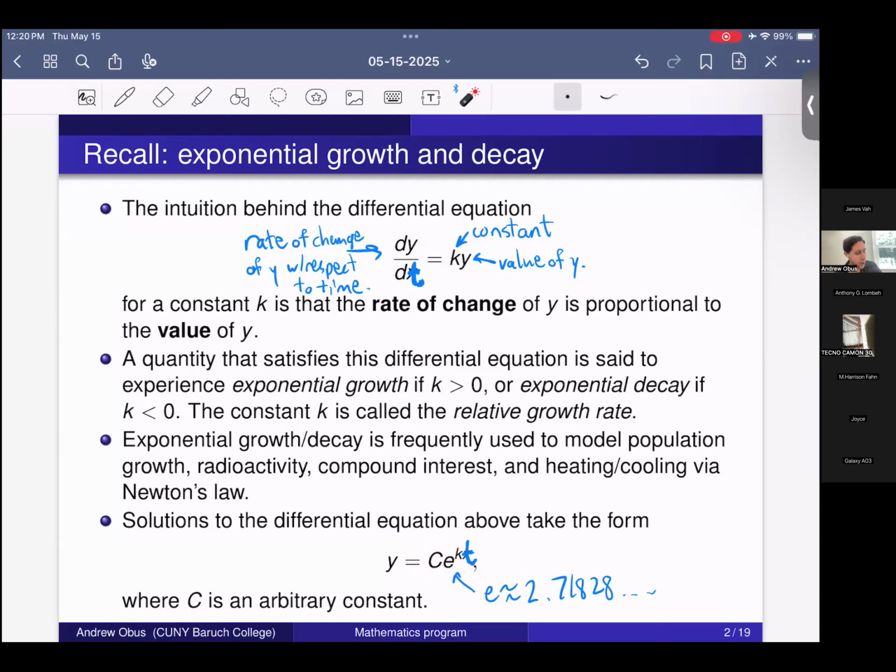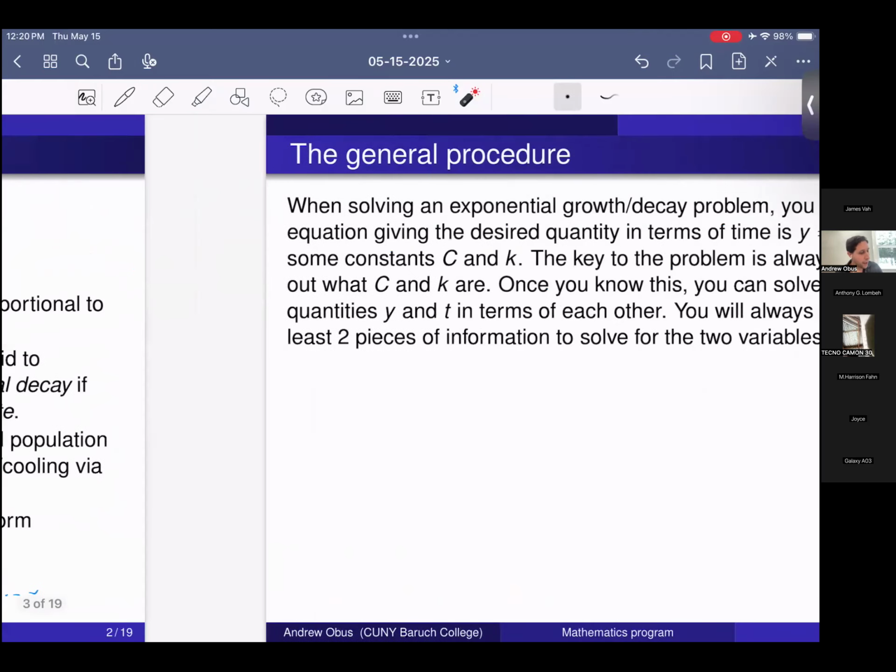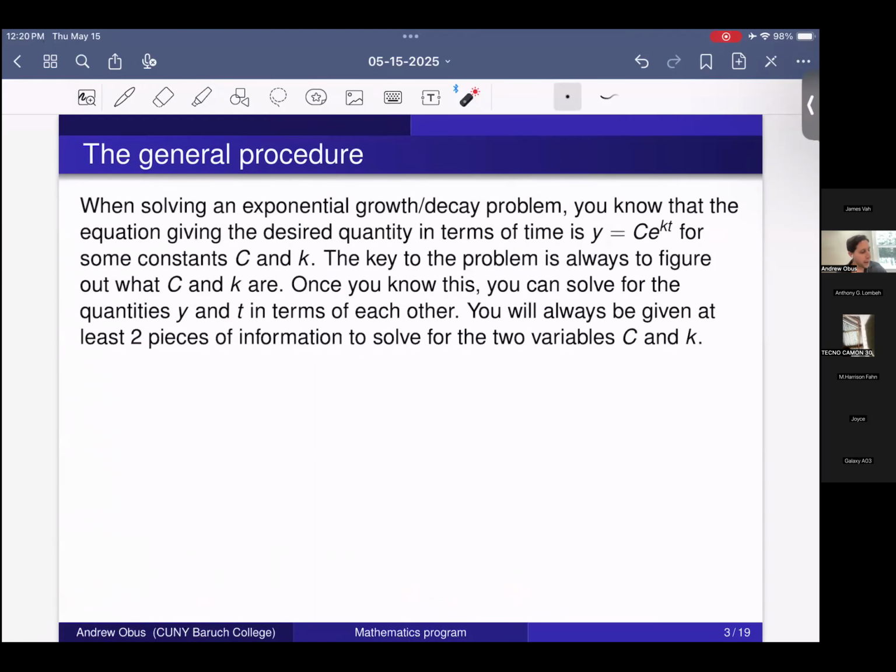Then this is just an equation that lets you plug in t and get a value for y, which is what you want. Okay. So this is the idea for these exponential growth and decay problems. And let me just spell it out a little bit more explicitly. So when you're solving an exponential growth and decay problem, you know that the equation giving the desired quantity in terms of time is always y equals c e to the kt.